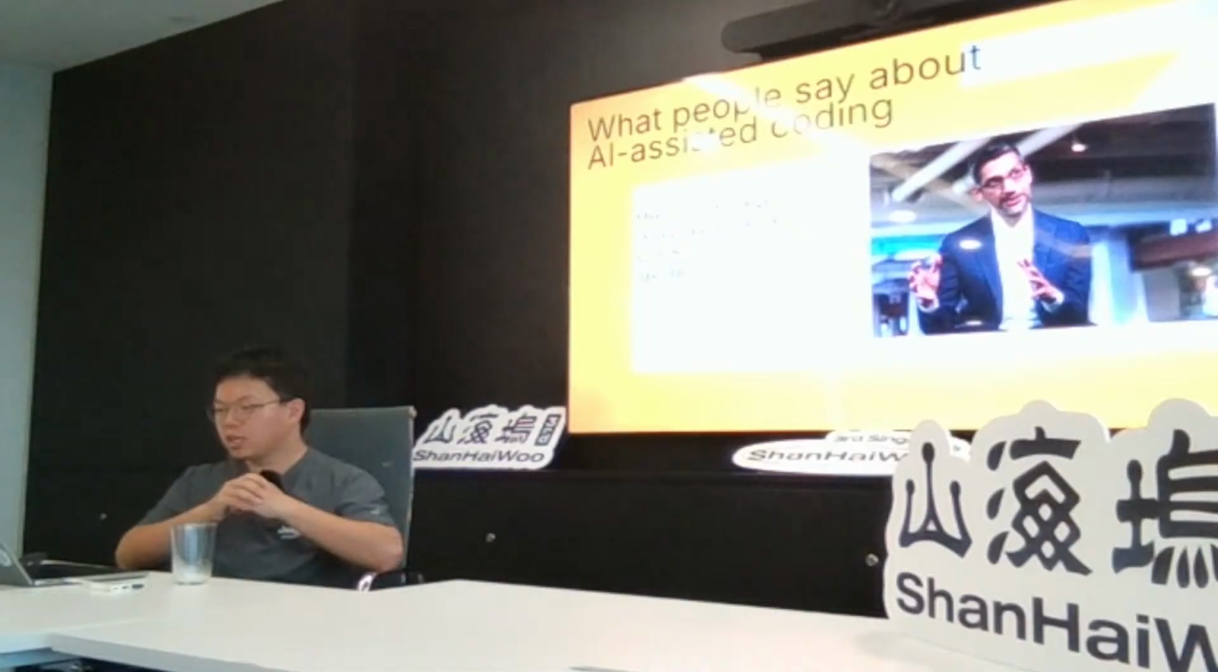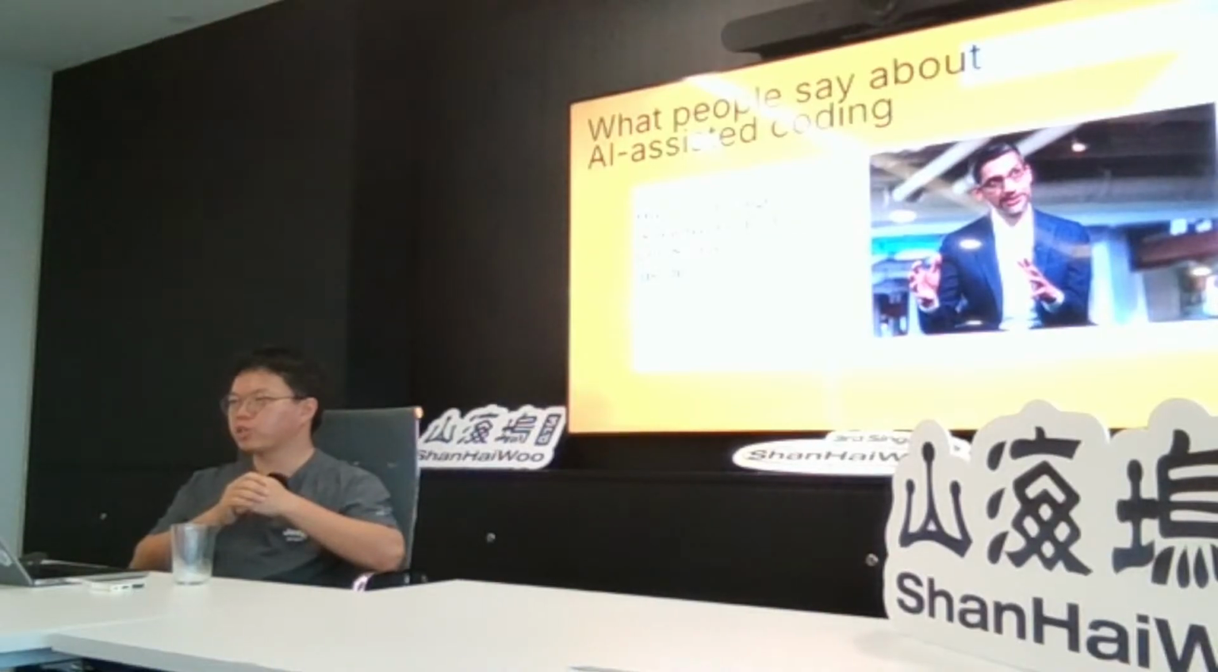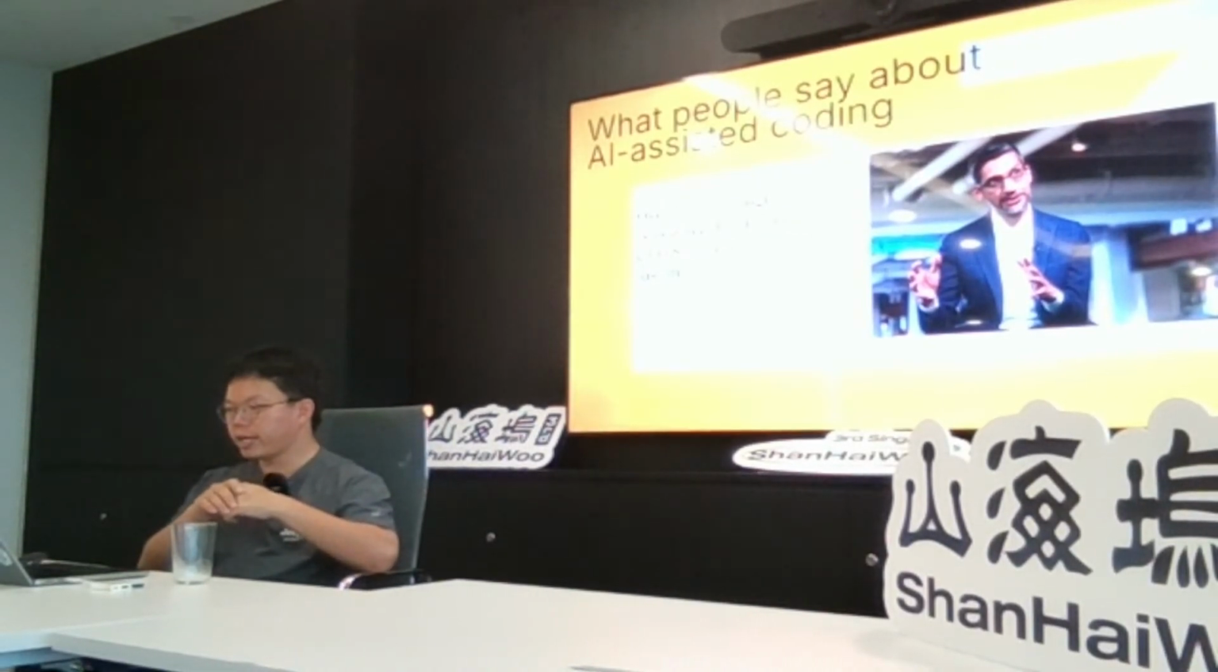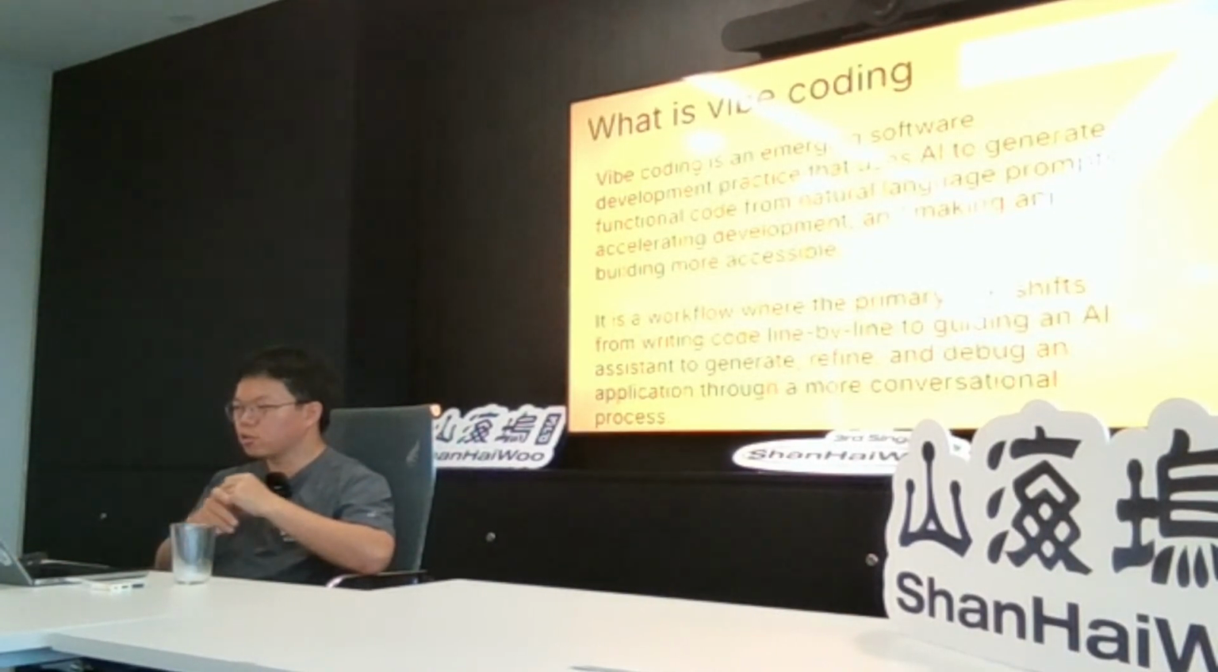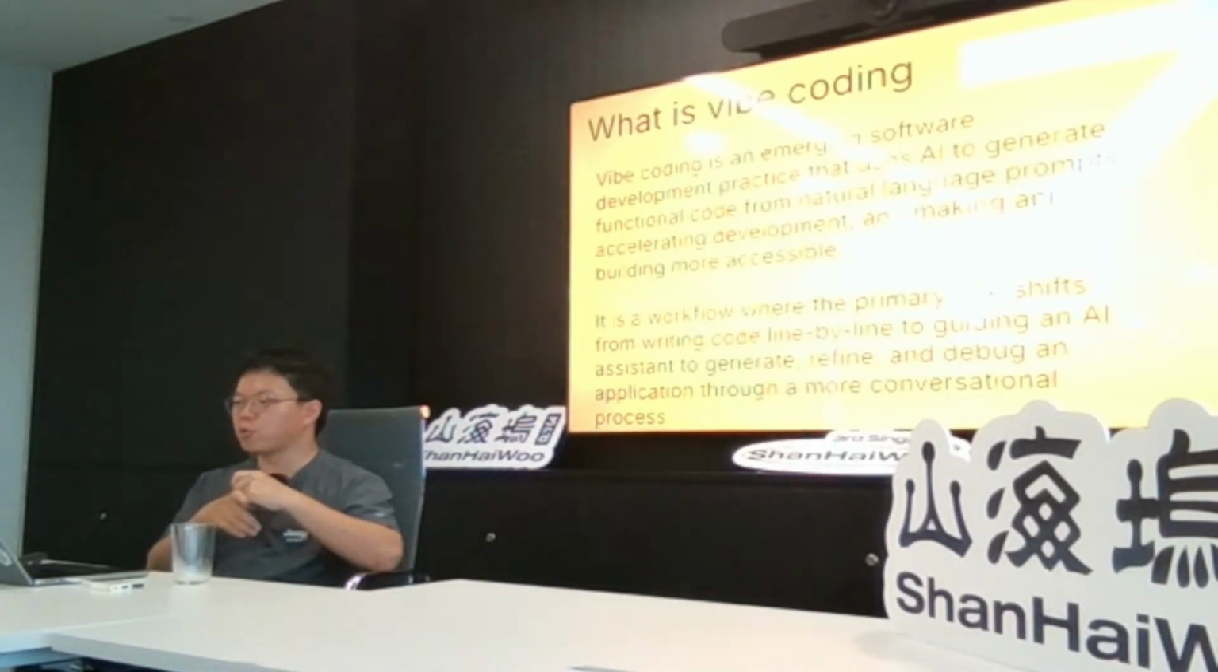And also, the CEO of Google says over a quarter of Google's code is generated by AI or reviewed by AI. And it's just the beginning. So vibe coding is an emerging software development practice that uses AI to generate functional code from natural language prompts, accelerating development and making app building more accessible.